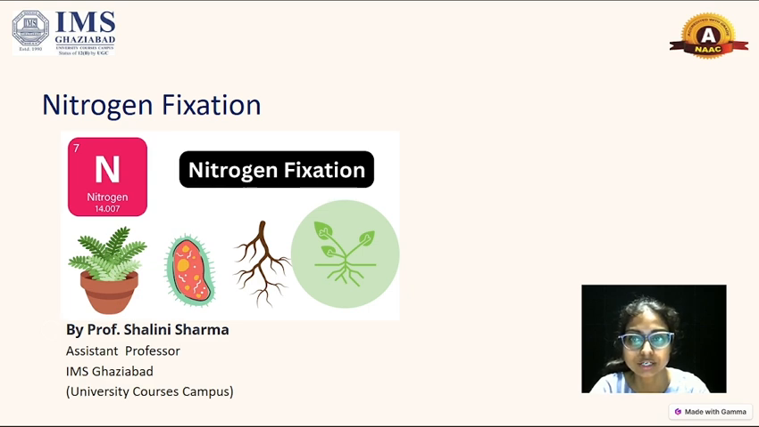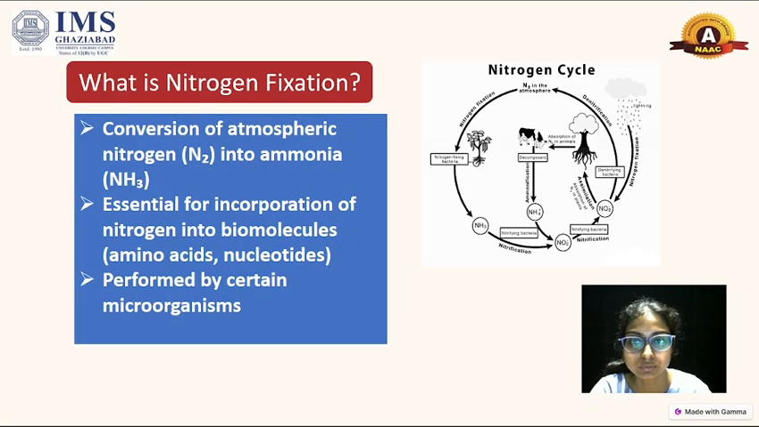Today's topic is nitrogen fixation, where, as we know, nitrogen is one of the most important elements for the development of plants. Nitrogen has atomic number 7 and mass number 14. Nitrogen fixation plays a very important role, as the nitrogen present in the atmosphere is not useful for the plant. Therefore, we want to convert atmospheric nitrogen into ammonia, which plays a very important role in biomolecules like amino acids and nucleotides, and certain microorganisms perform this.